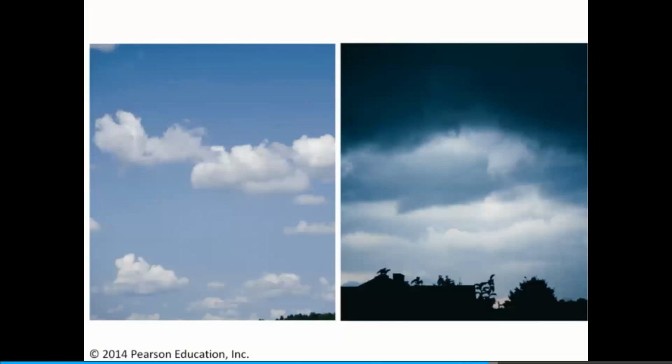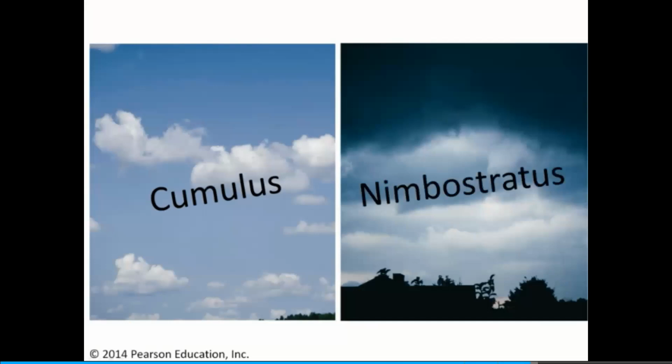Over here on the left, what do we have? Pretty classic looking cumulus clouds there. They're not really in a sheet, so I wouldn't really call them stratocumulus. And then over on the right, let's take a look at that one. Sort of dark and relatively rainy looking clouds. So that's probably nimbostratus there.